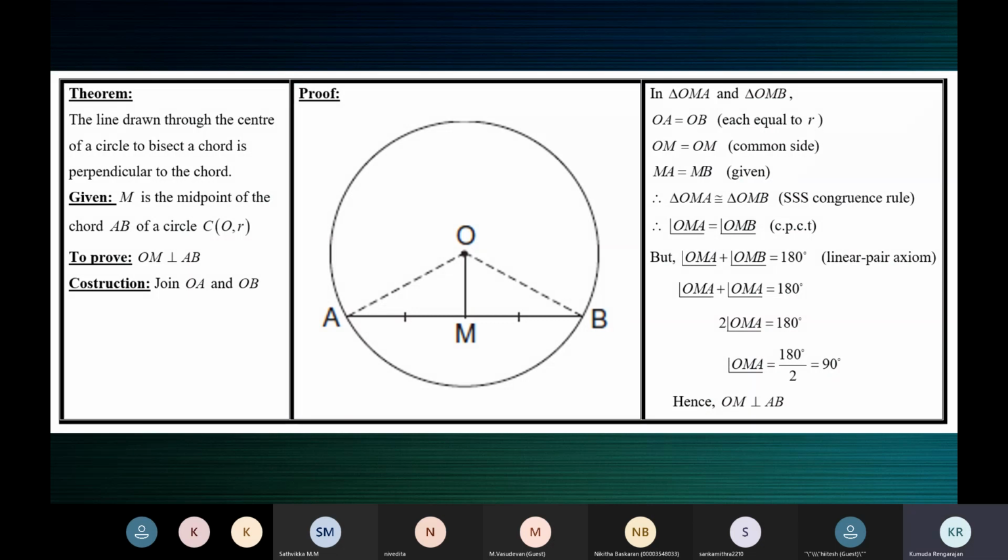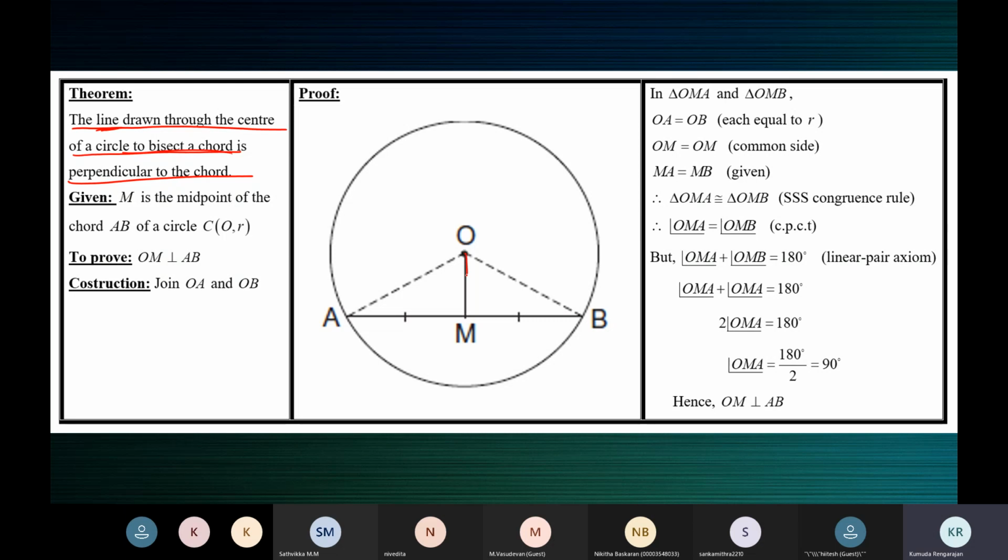The line drawn through the center of a circle to bisect the chord is perpendicular to the chord. It's not a perpendicular. There is a line from the center to the chord and the chord is bisected. It bisects the chord. Then that line should be perpendicular to the chord.